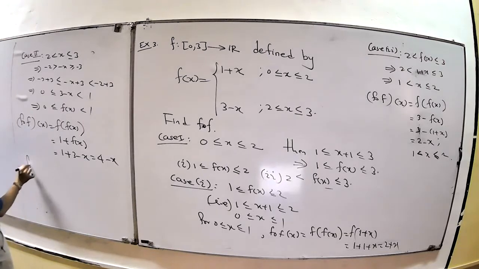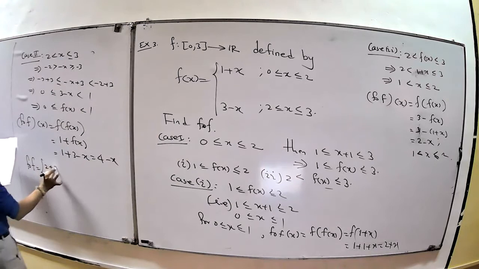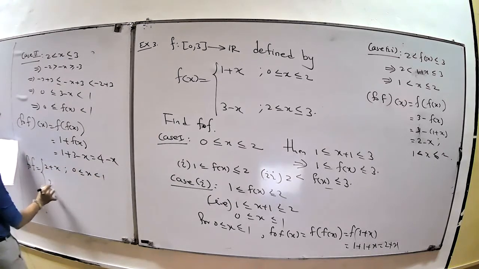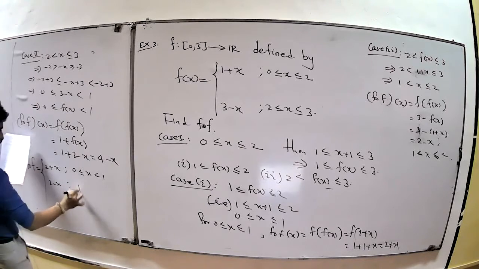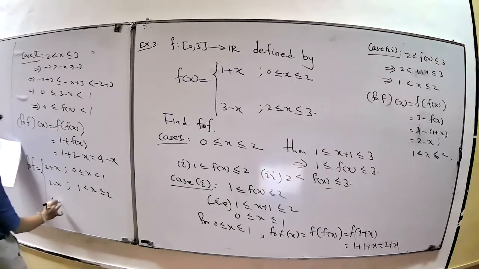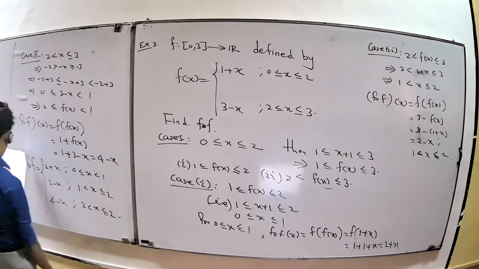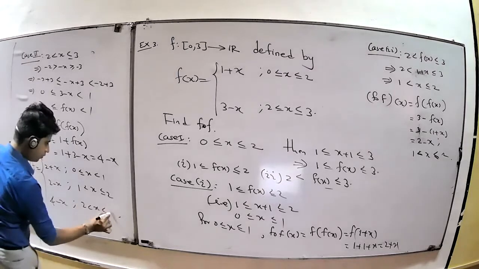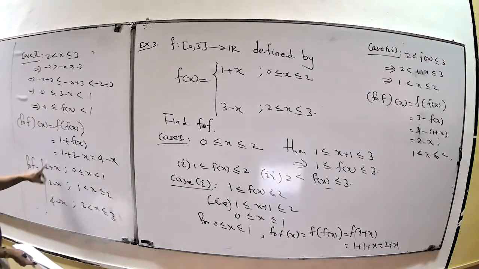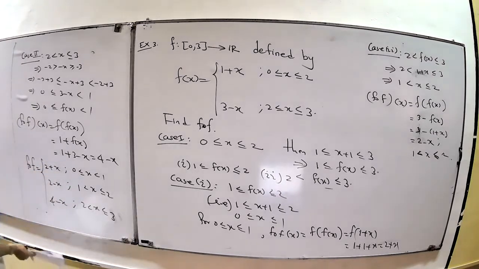Therefore, your f composition f function has 3 functions. First, 2 plus x on the interval 0 less than or equal to x less than 1. 2 minus x, another function, for 1 less than or equal to x less than 2. Another function, 4 minus x, for 2 less than or equal to x less than or equal to 3. Okay, these are the ranges of this function f composition f.